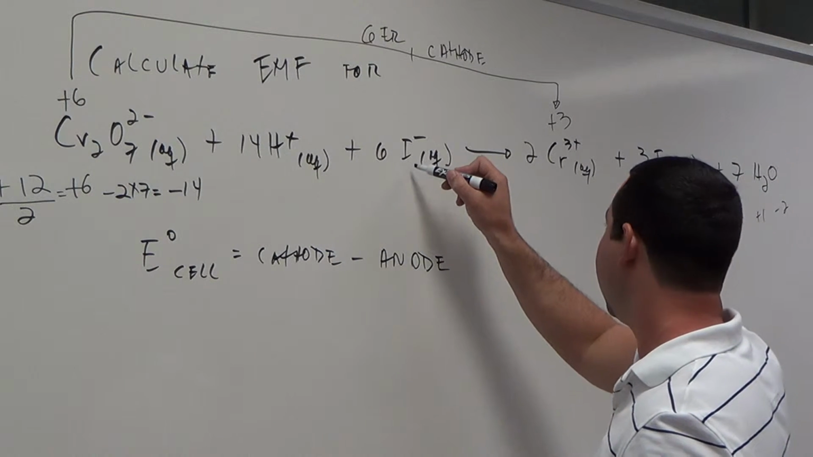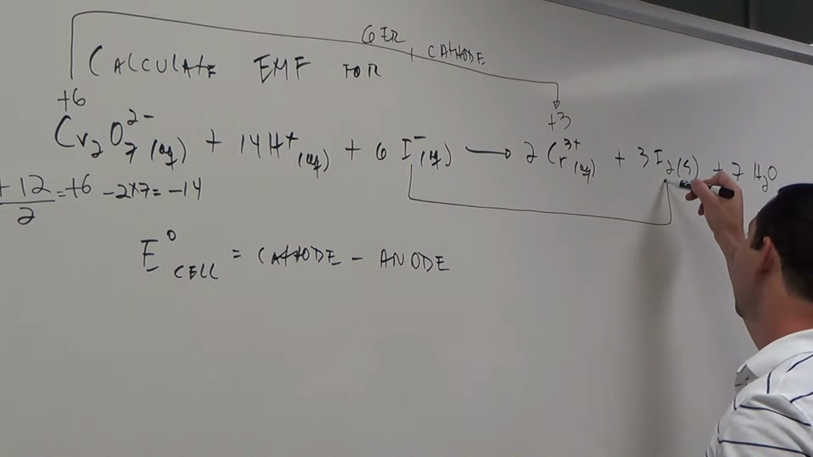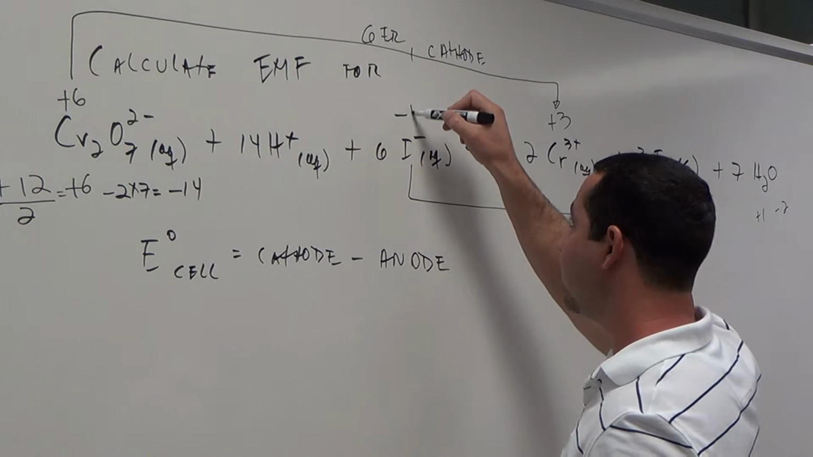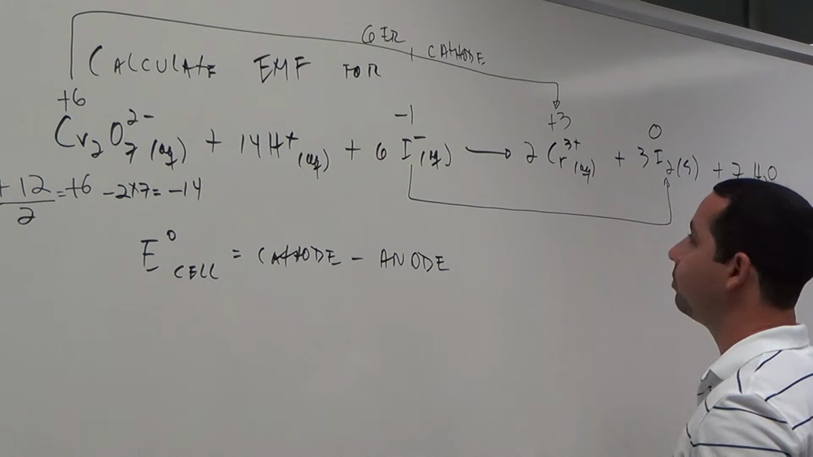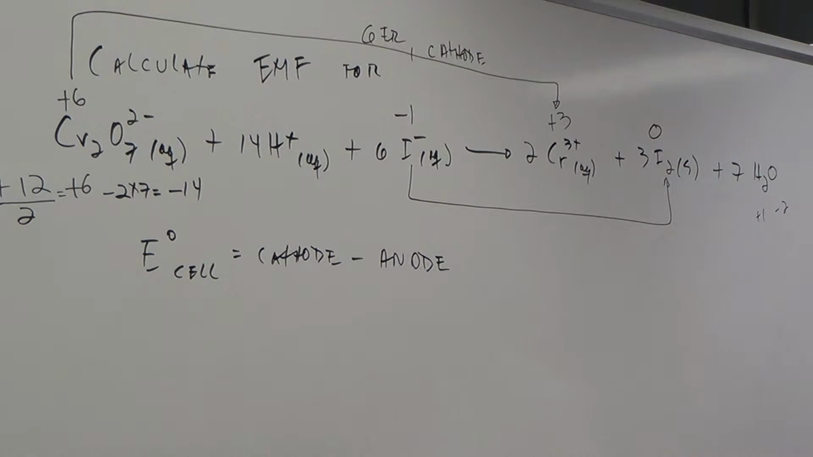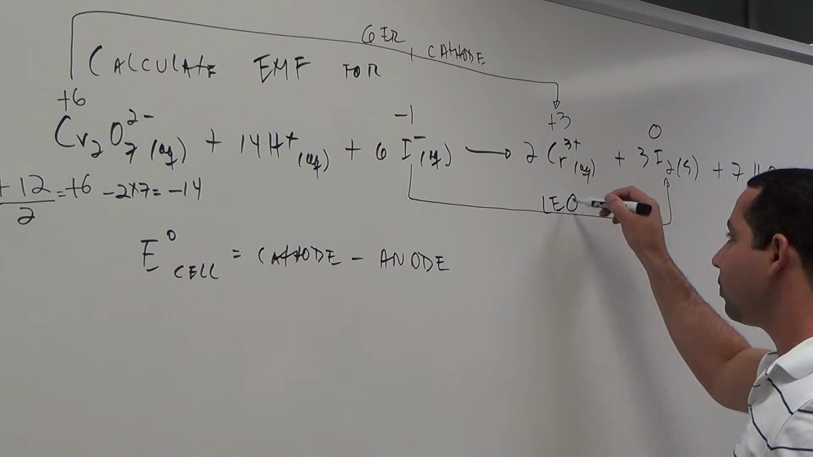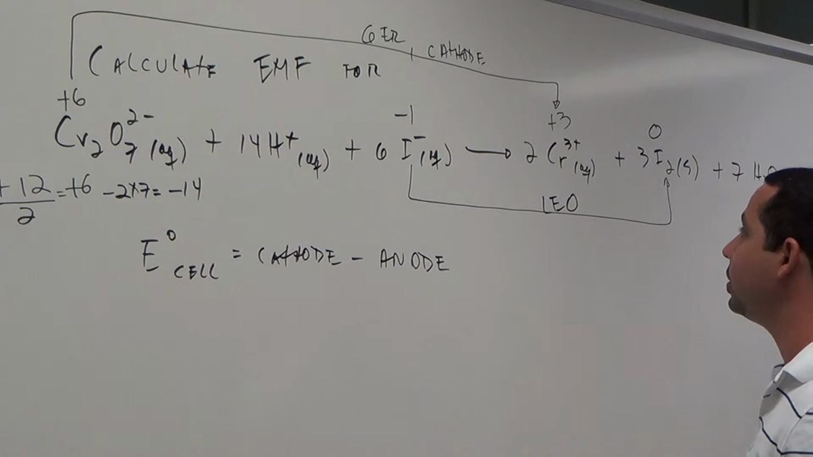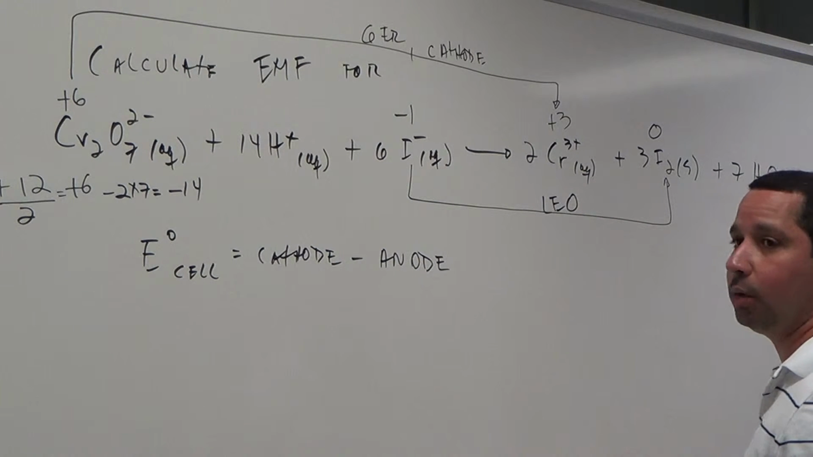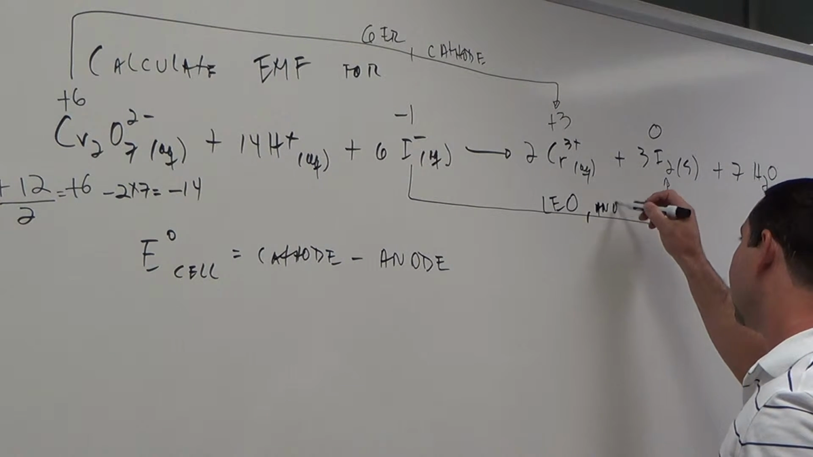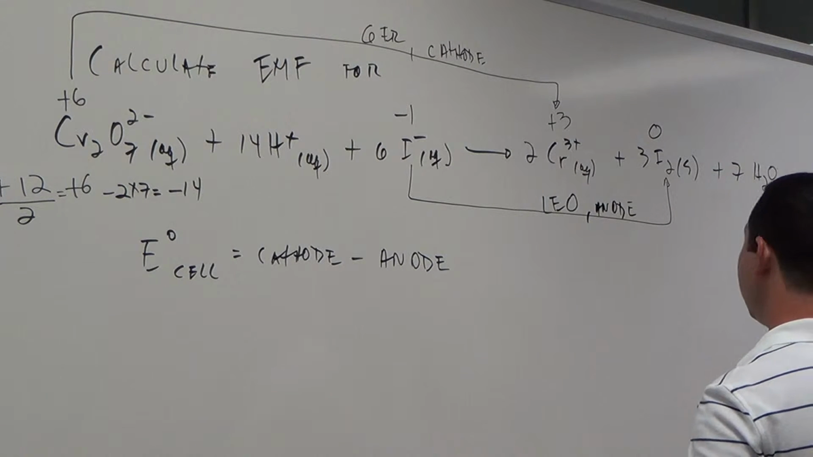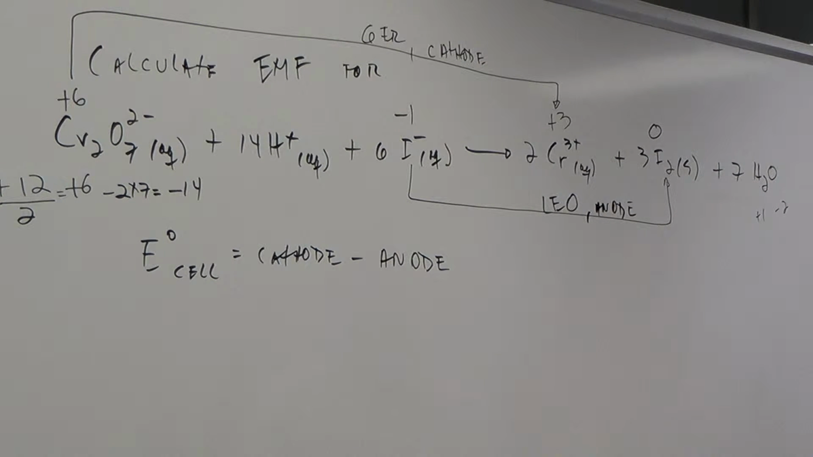What happened to I? It went from -1 to 0. Did it gain or lose electrons? Lost electrons. And this is called Leo. So what type of reaction is this? An oxidation. This will take place where? The anode. This will take place at the anode.